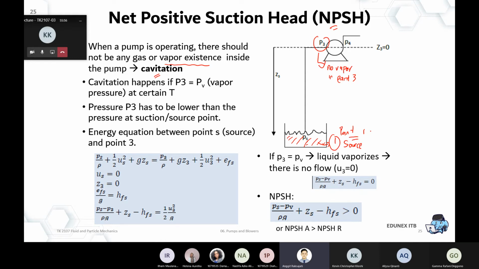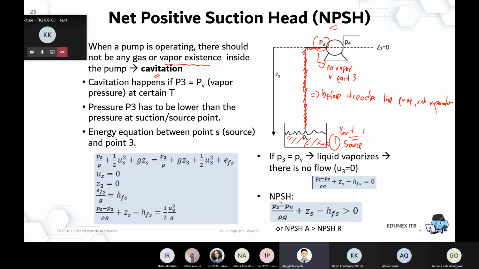Why? Because at point 1, even if all of the fluid inside the tank is a liquid, you can imagine that along the way between 1 and 3, before it reaches the pump, some vaporization could happen. Vaporization can occur before it reaches the pump. There would be some risk of vaporization. Why? A lot of things. And the main thing is again the pressure drop. When the pressure drops and reaches the vapor pressure, it becomes vaporized.